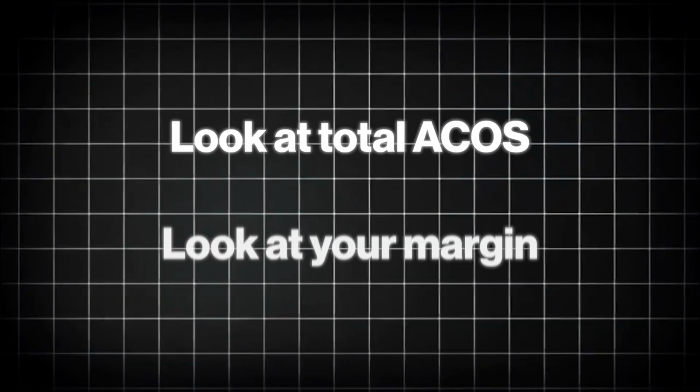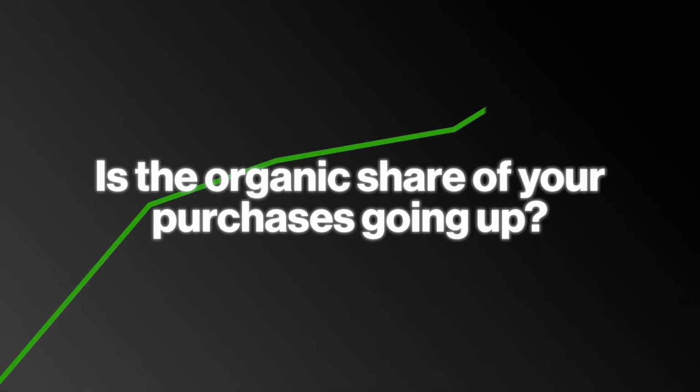If I had to choose something to tell you to look at, I would be much more interested in saying to look at total ACOS and then look at your margin, but also pay high attention to your total spend, okay? Pay attention to your ranking. Okay, so great. Your ACOS is a little too high, right? But how is your BSR? How is your ranking? Are you improving in your rankings? And more importantly, is the organic share of your purchases going up? That's what you want to see, all right?